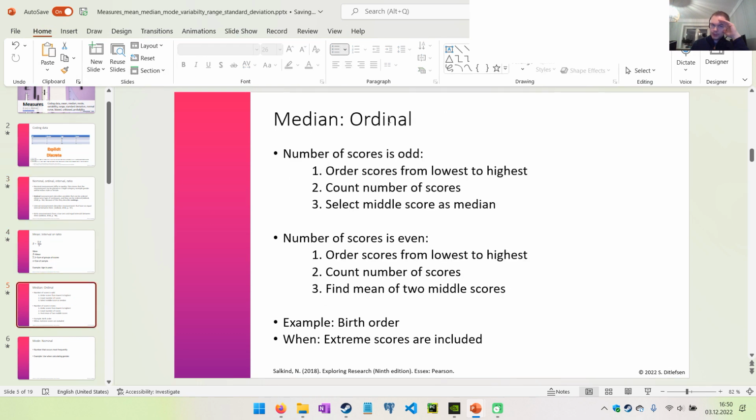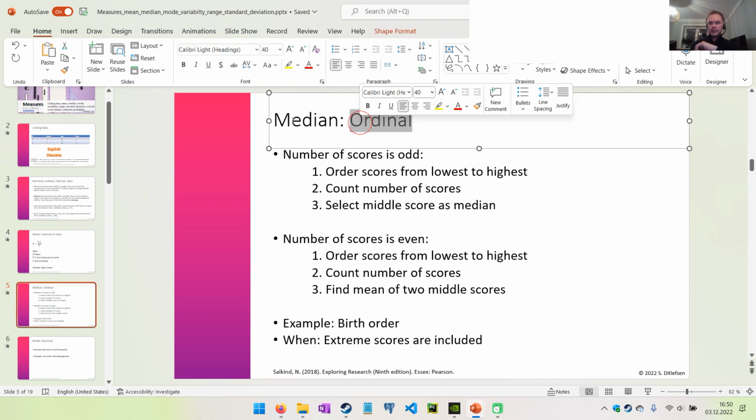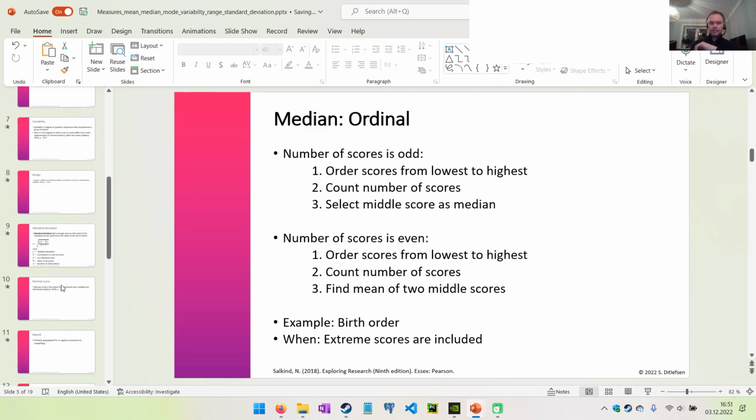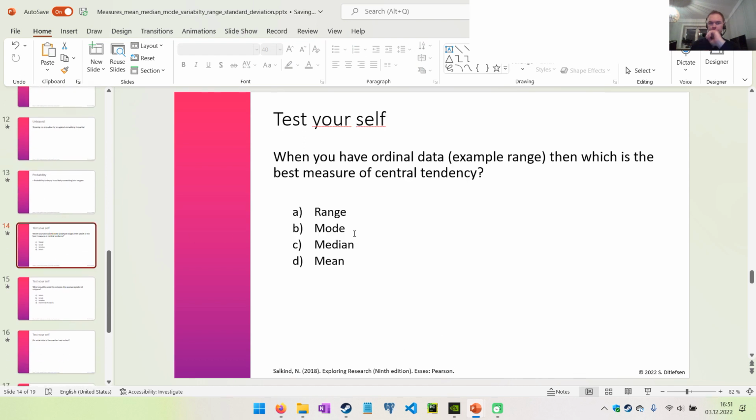And what do we use? We use the median, because we range something from small to high, and we take the median. This is really important. So, when you have ordinal data, which is the best measurement for central tendency? It's not range, it's not mode, it's the median, because we take something from a range and we use the median.